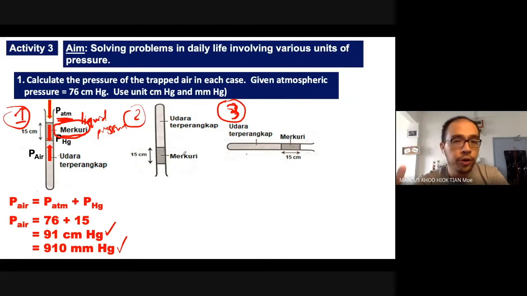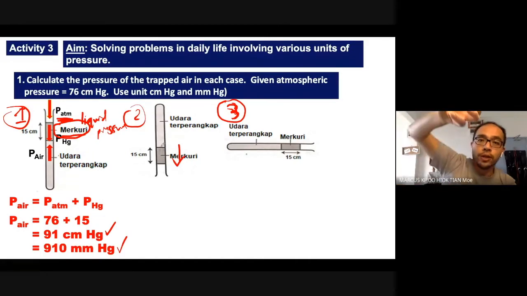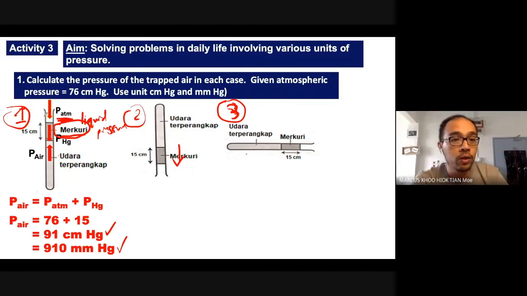Where is this mercury going to go? Is it going to go up or is it going to go down? The obvious answer is it's going to go down. It always goes down. Even in this case, it's going to go down. What's going to happen here is you have the air trap that's obviously wanting to get out. Dia mau melepaskan diri. So dia memang akan ke bawah.